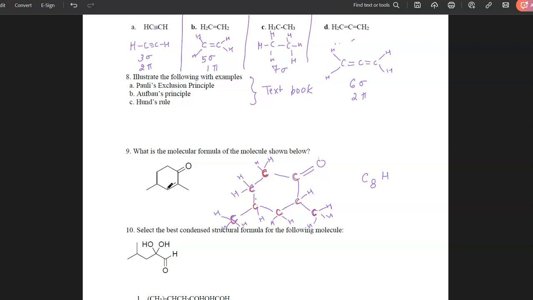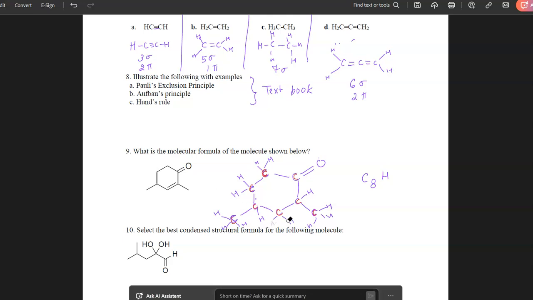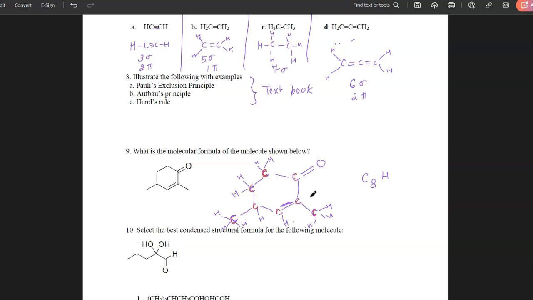Oh, actually, sorry, I didn't see that there was a double bond here. So we need to erase these hydrogens because there is a double bond here. Once the double bond is drawn, this carbon needs only 1 hydrogen, and this carbon does not need any hydrogen. So we actually have 12 hydrogens, and then 1 oxygen atom. So that's the molecular formula of this compound.